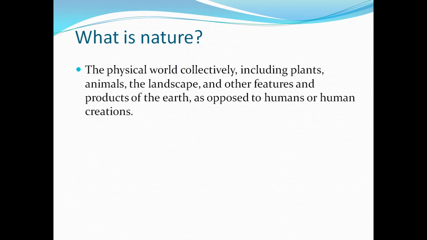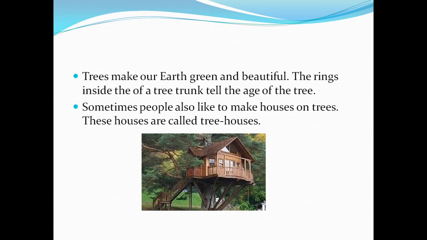Now let us start with the trees. Trees are actually our best friend, right? Because of it we get oxygen. Even it helps us to reduce the pollution, right? So many benefits of trees are there. We should grow more and more trees. Yes. Now we can say that because of the trees, earth is very green and beautiful, right?